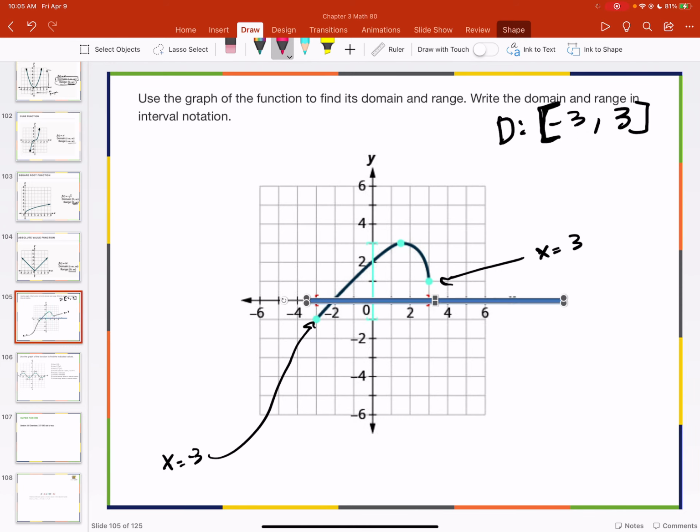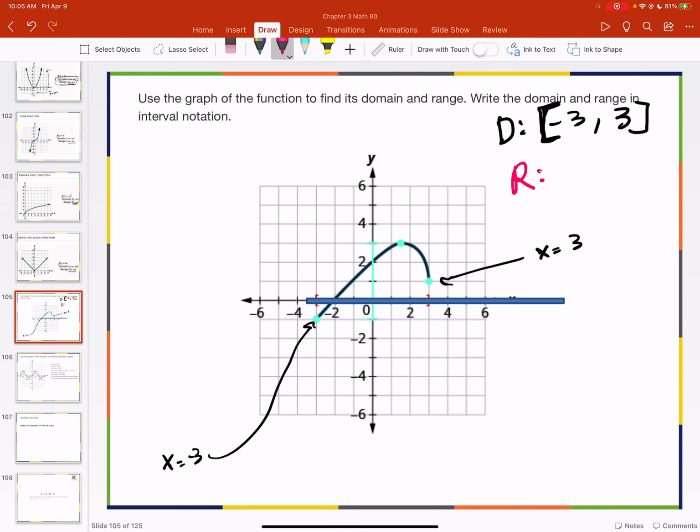Now, if you want to do the range, hold your pencil horizontal and then go up and down, okay? So here's my quote-unquote pencil, and I'm going from the bottom. There's no graph, no graph, no graph. Here's where the graph starts. It starts here at y equals -1, and then continues up till y equals 3, okay? So the range is from -1 to 3, okay?